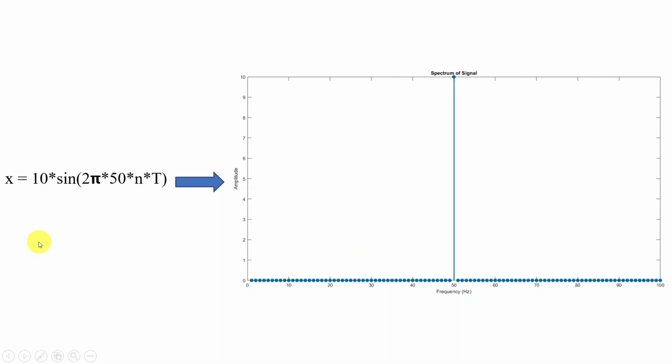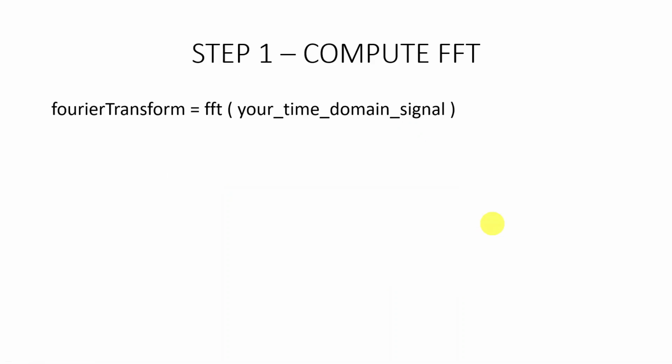For example, if I have a time domain signal x, which is a simple sine wave having a frequency of 50 Hz and an amplitude of 10, its magnitude spectrum will look something like this, where on the 50 Hz I'll have an amplitude of 10. Now this is an ideal plot. Whenever you compute the magnitude spectrum of any signal, it won't be perfect.